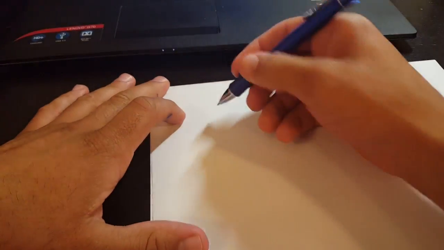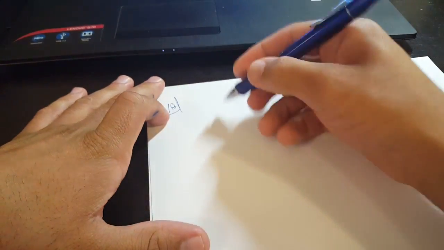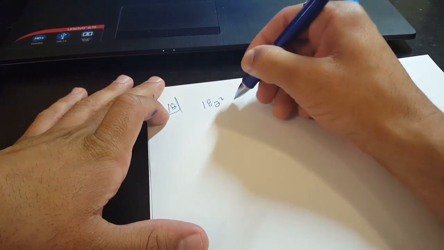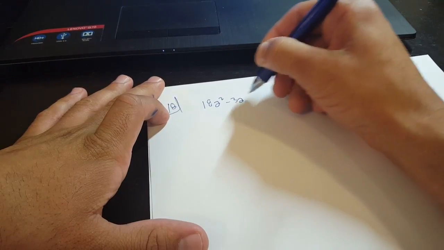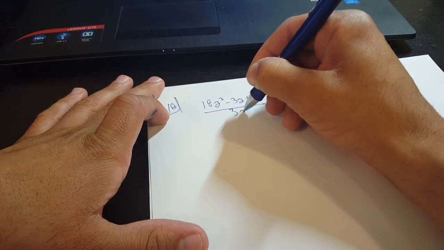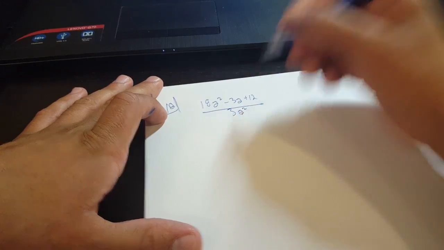Let's see. The rest of these, let's take 18. You have 18a squared minus 3a plus 12, all this over 3a squared.